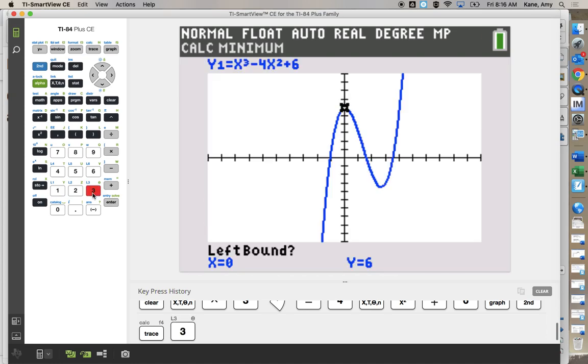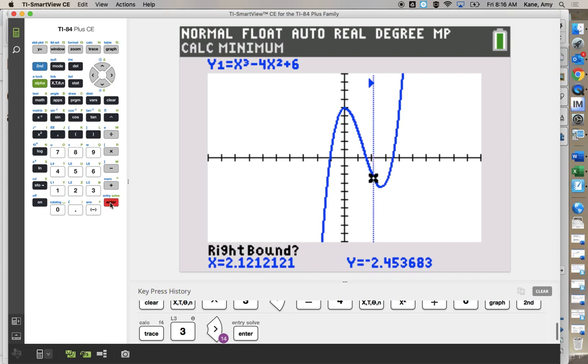That little blinking guy, the cursor, we need to trap the minimum in between two numbers. So it says left bound. Your little blinking cursor needs to be on the left side. So it looks like my minimum is right here. I just need to be somewhere to the left. Hit enter. And then I have a line, you might have an arrow. Right bound, the little blinking cursor needs to be somewhere on the right side. So my little blinking cursor now is somewhere on the right side of this lowest point. I'm going to hit enter.